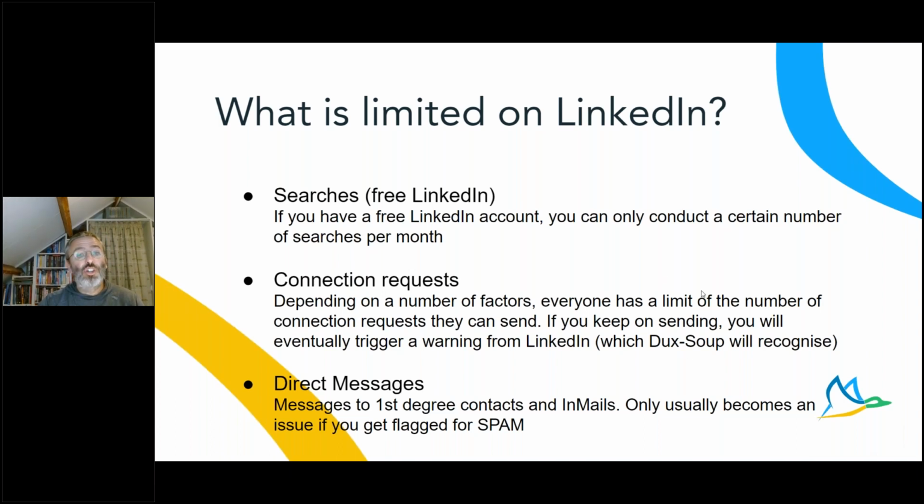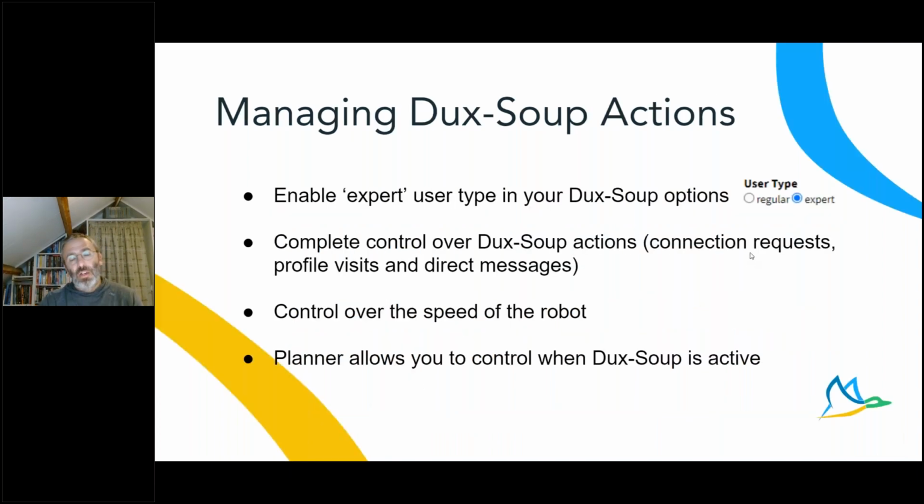So with Dux-Soup, you can control everything that happens on the LinkedIn platform. And we'll come onto this a little bit later when I do a little demo. But in order to manage those Dux-Soup actions, if it's connection requests or campaign enrollments or whatever it may be, you enable the expert user type in your Dux-Soup options, and then you have absolute control. You can control your connection requests, your profile visits, the number of direct messages, and the speed of the robot, i.e. how quickly it's going to open those profiles, whether it's under 50 per minute or more than that. We always recommend running slowly because it looks more like a human being, and you have absolute control over that.